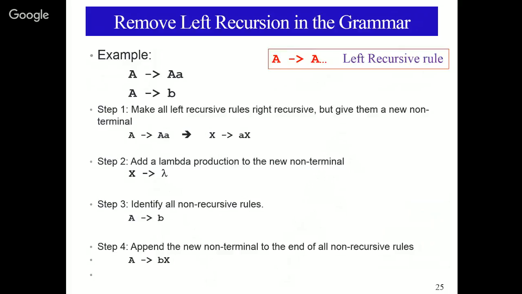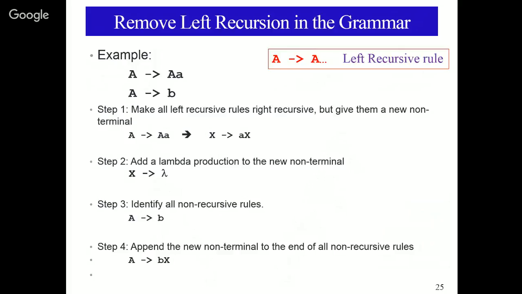But it's no longer big A. It changes, so I'm going to call it a new symbol like X. So X is now going to give me the recursive little A's that I need. So X going to AX. And X has to finish at some point, so I need the lambda. Then I identify all non-recursive rules. In this case, I only have one: big A going to B.